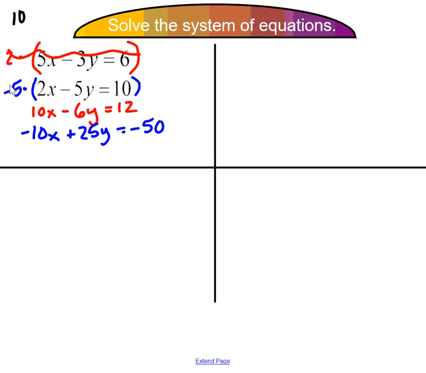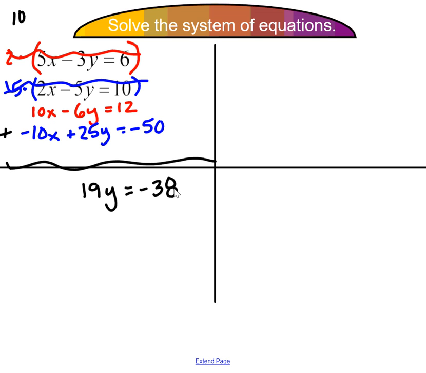Okay. I can now add those two up, and I have eliminated the x value. So I would get 19y equals negative 38. Divide both sides by 19. I get y equals negative 2.